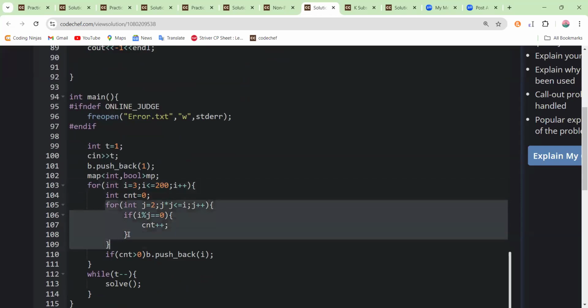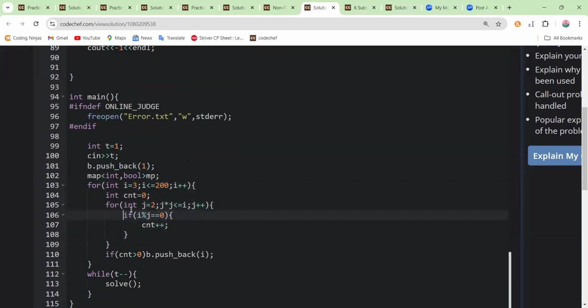This is a very common practice of checking the number of divisors, because if this particular number i has even a single divisor from 2 to i minus 1, I can clearly say that it is not a prime number. So I simply ran a loop of j from 2, j into j less than or equal to i, j plus plus, because if we run our j loop till square root of i, we will get all the possible divisors. I would recommend you all to see how we can get the divisors of a number.